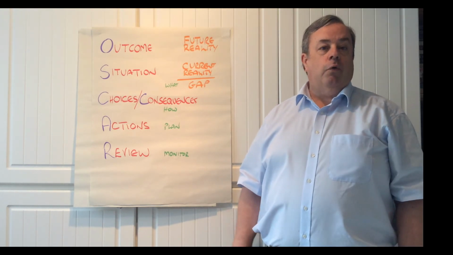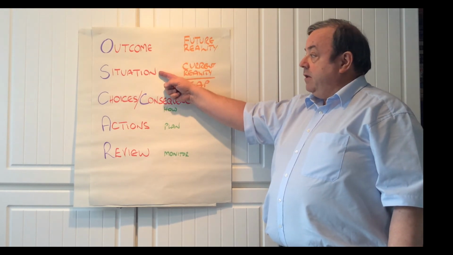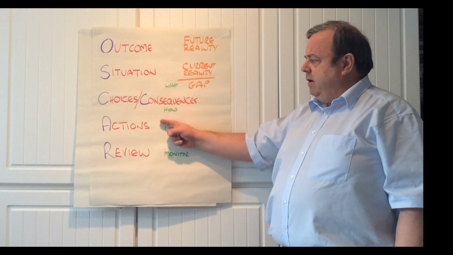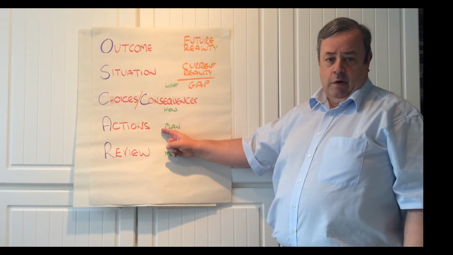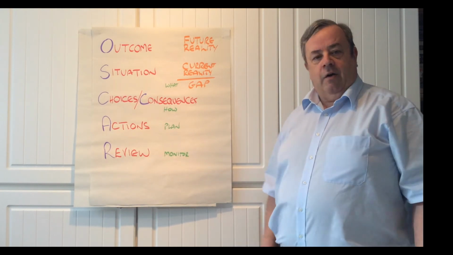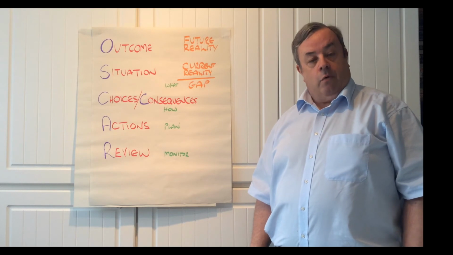Now, for those of you who know the GROW model, you might say, oh, isn't this goal? Isn't this reality? This looks a little bit like options, and this looks a bit like way forward. And I would agree with you, this is a similarity. However, OSCAR does, of course, take us to R for review.